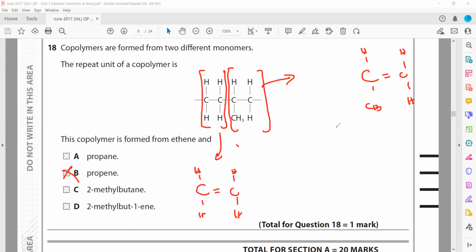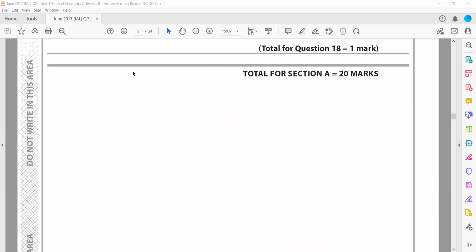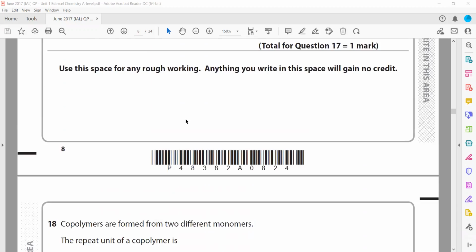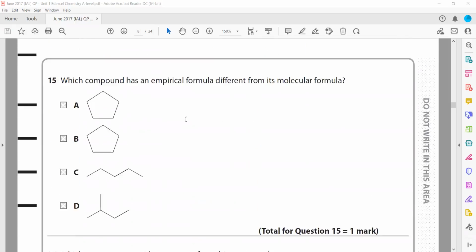Is it clear how we work out the monomers from this copolymer? Copolymer here means two different types of alkenes join to form a long chain compound. Is it clear, this one? So these were the MCQs from June 2017.